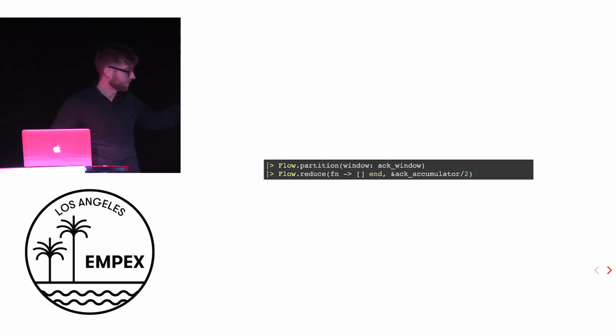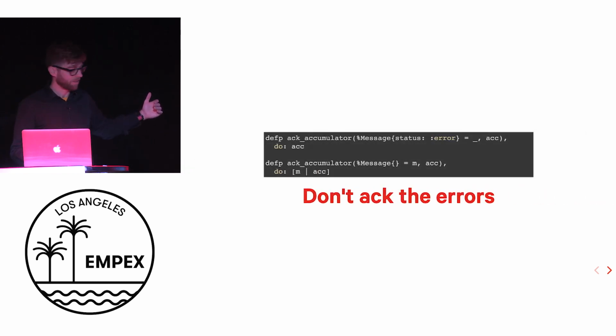Then in the last section in our partition, I mentioned that ACK accumulator function. We reduce across this, and all it really is, is a filter. So anything that doesn't have a status of error, we pass through. Anything that does have a status of error, we leave.